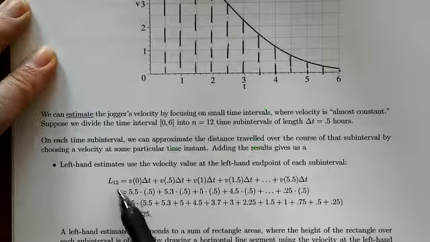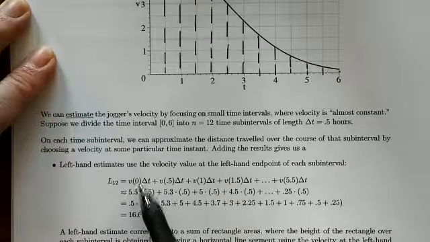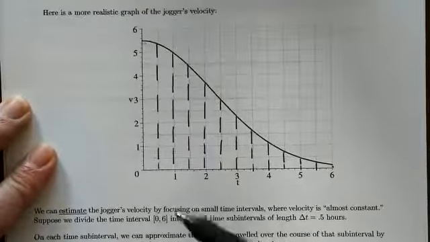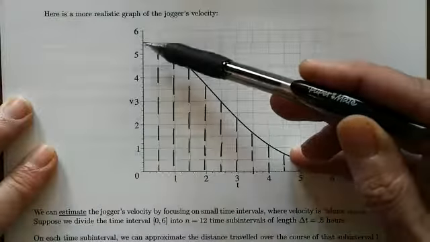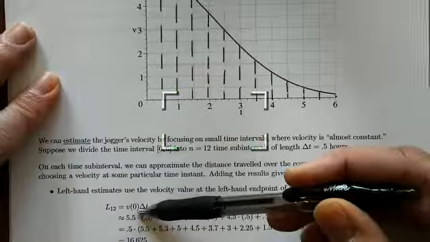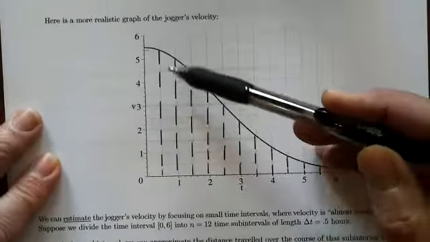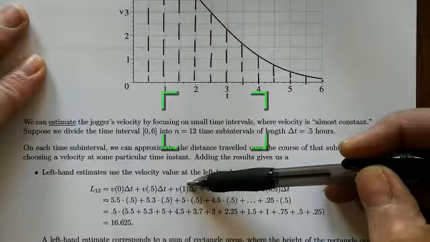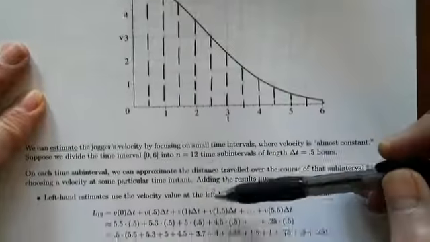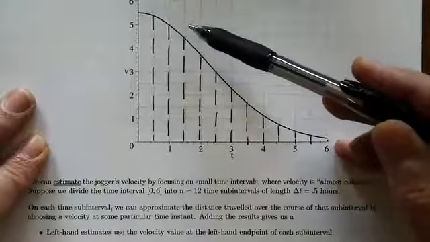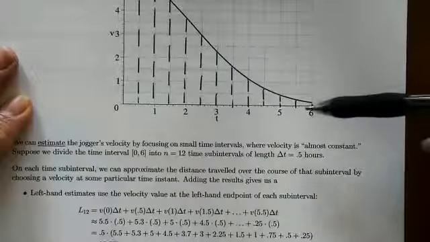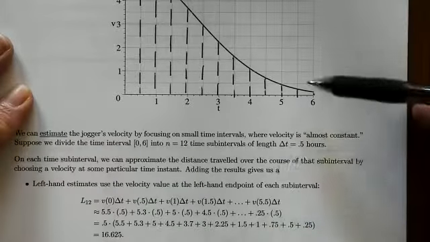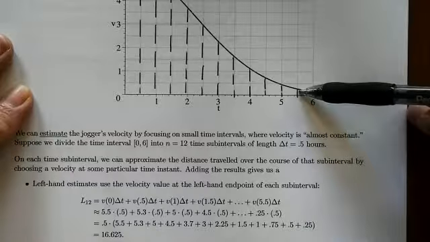Now, we call this L12 because we're using 12 time subintervals, and the way we can actually get the values in this case, because we have a graph, is to estimate them from the graph itself. So for example, v of 0 appears to be about 5.5. v of 0.5 is about 5.3, the height there. v of 1 is about 5. v of 1.5 is about 4.5, and so on. And over here we have v of 5.5, which I estimated to be about 0.25, because this distance is 0.5 and half of that would be 0.25.